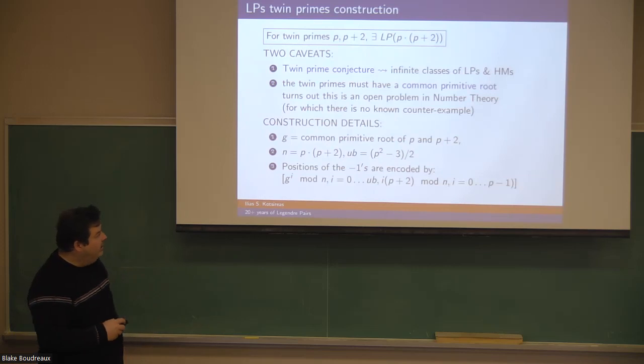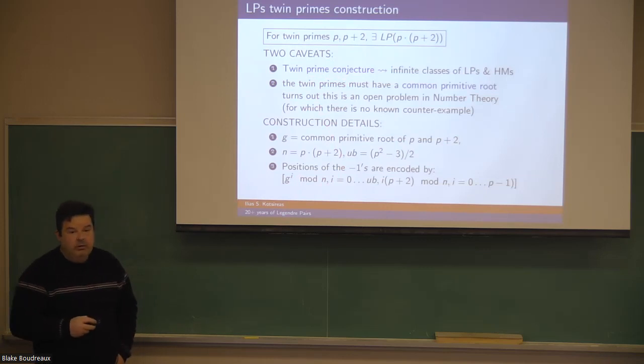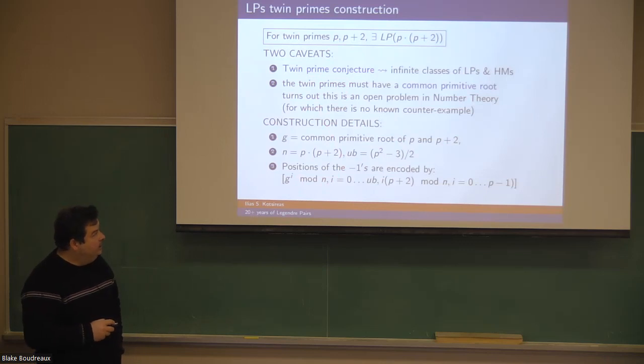Okay? But the caveat of this construction is that first it relies on the twin prime conjecture, which is one of the most famous open conjectures in number theory. And if this is proved, then you get an infinite class of Legendre pairs and the associated Hadamard matrices that I will come to in a minute.